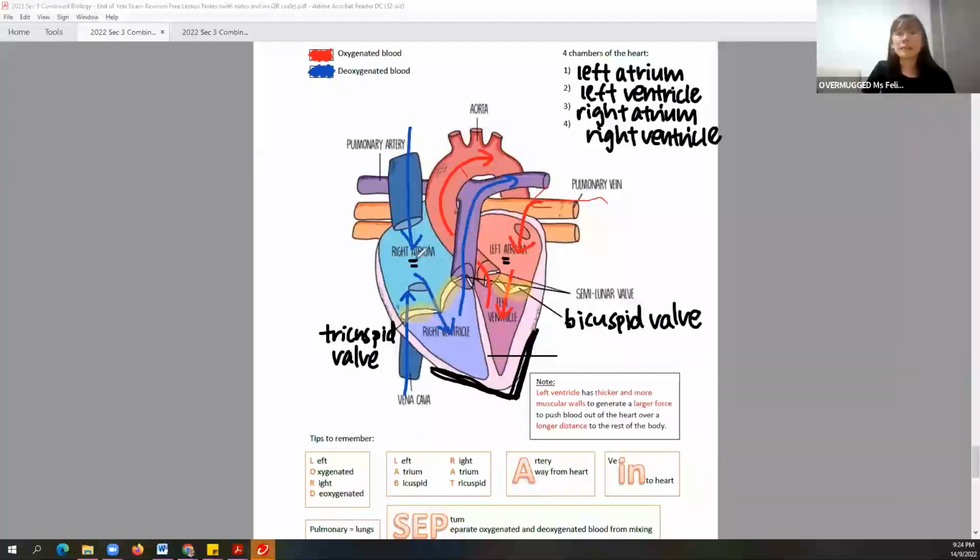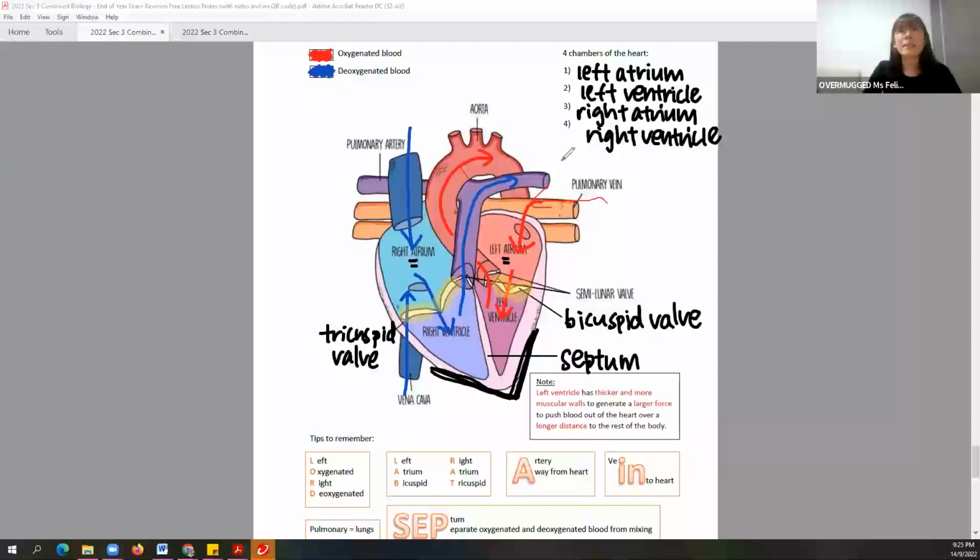Okay, so we are done identifying everything inside the, not everything, sorry, we still have one more in the middle here. Do you realize the middle one is to separate the left oxygenated and right deoxygenated? SEP for separate, so you have the septum. That's the purpose of the septum. The center one is called the septum, to separate. Mainly it is to prevent the oxygenated blood and deoxygenated blood from mixing.